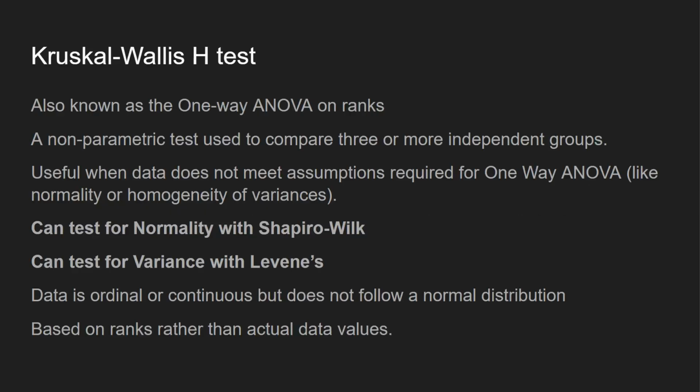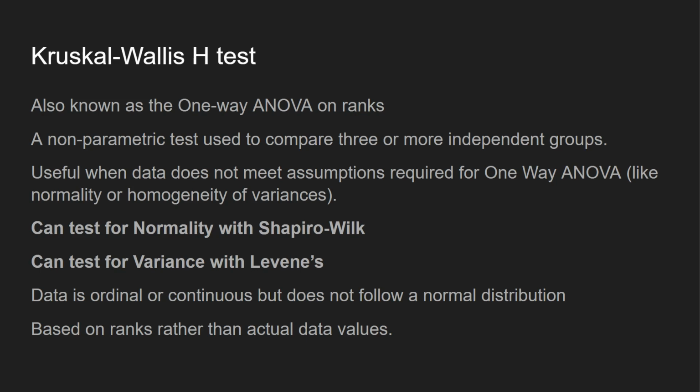All right, so a little more information on the Kruskal-Wallis H test. This is also known as the one-way ANOVA on ranks. It's a non-parametric test to compare three or more independent groups. It's useful when the data does not meet the assumptions required for the one-way ANOVA. This could either be the normality or the variances. And you can test both of these with either Shapiro-Wilk for normality and Levene's test for variances.